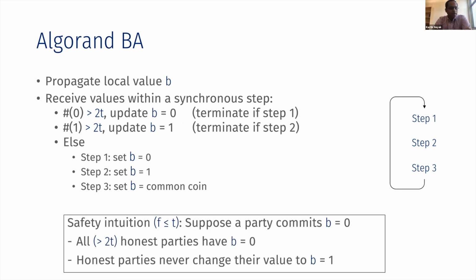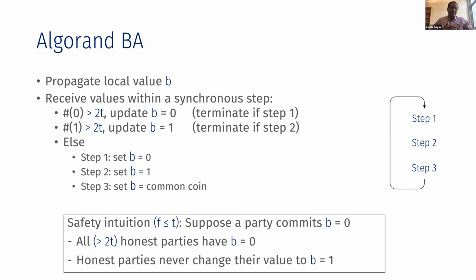Intuitively, the reason why this protocol works is because when f is less than or equal to t, let's say a party commits a value b equals 0. At this point, this must have happened in step 1, because that is the only step in which I can commit. It must be the case that all honest parties at the end of the step have value b equals 0. This is because either they receive greater than 2t votes on 0 and they have b equals 0 and they committed, or they picked their preferred value of b equals 0.